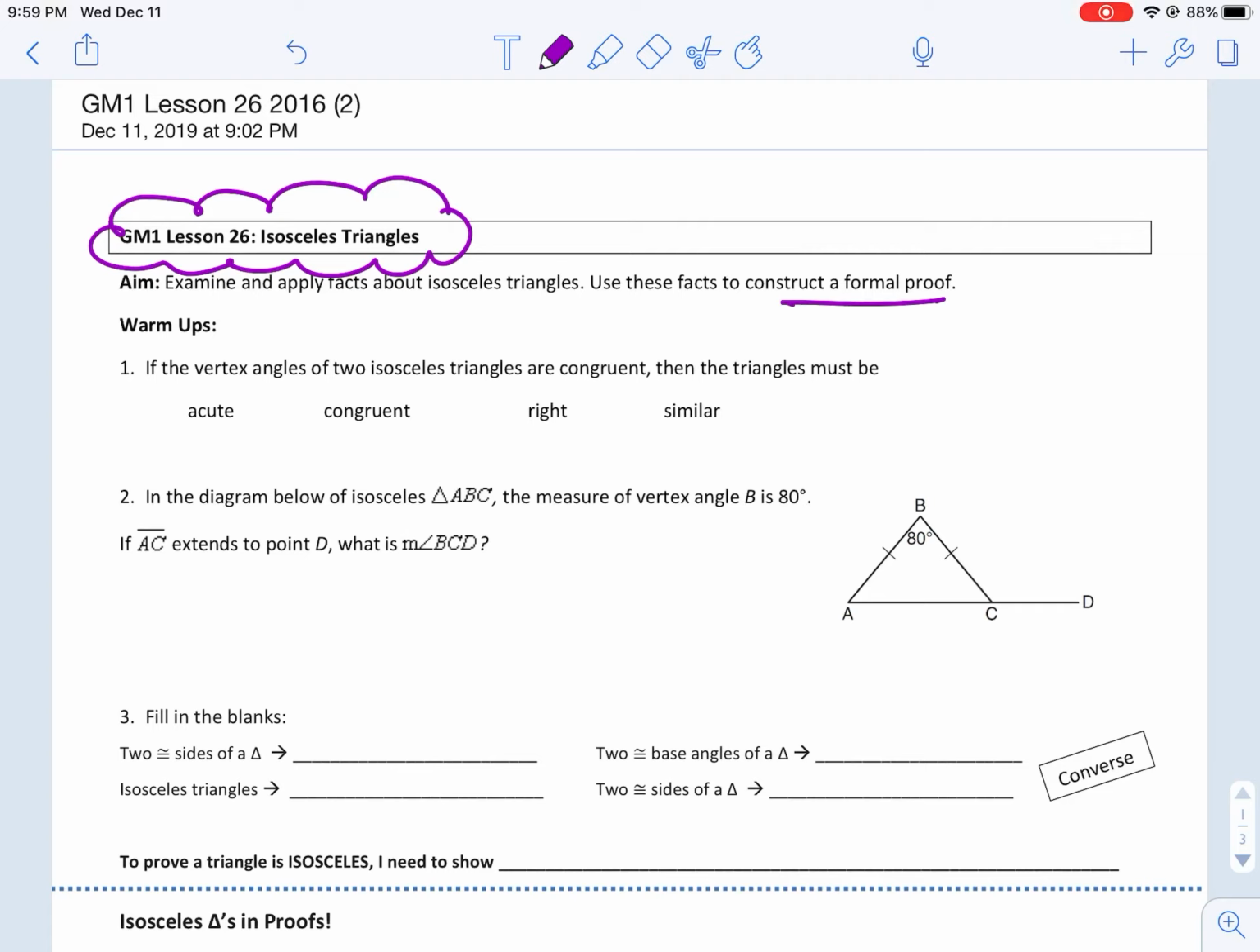The first one says, if the vertex angles of two isosceles triangles are congruent, then the triangles must be... I always like a good picture. So here's our picture. I don't want to assume anything about the triangles, so I'm just going to assume they're both isosceles as directed, and they have vertex angles that are congruent. Let's give it a nice easy number. Let's say this one is 80. The vertex angle, just so we're remembering, is the angle that is not one of the base angles. If that vertex angle is 80 there, then it would be 80 over here as well.